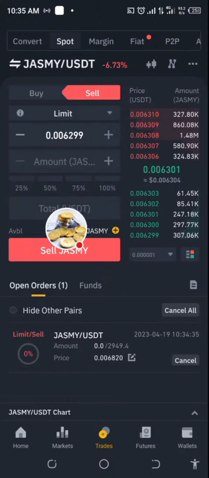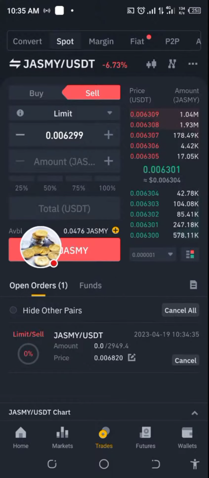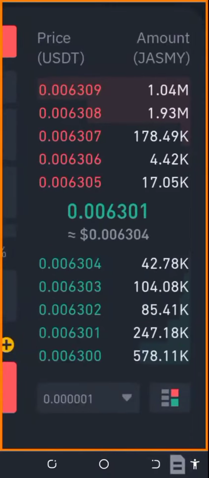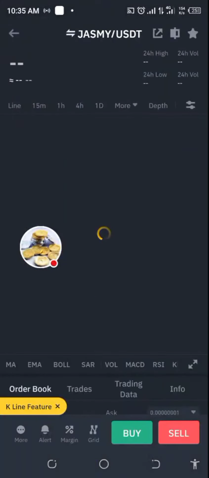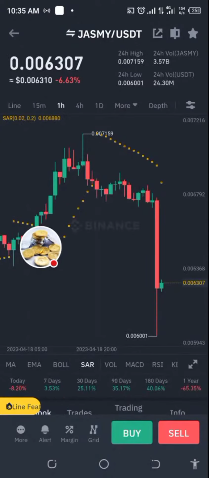So right now we've currently done the sell limit. You can see it's rising, it's going up. You can see we have 0.0063. Let's take a look at the charts. It's definitely going to rise up. How long it's going to take, I do not know. It may just take a split second.